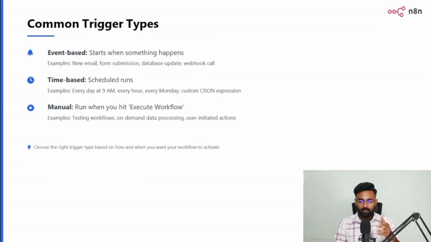Then of course, manual, which runs when you hit the execute workflow button, which is the manual trigger. This is basically meant for testing workflows, on-demand data processing, and user-initiated actions. So these kinds of things, that's why it's a manual trigger.